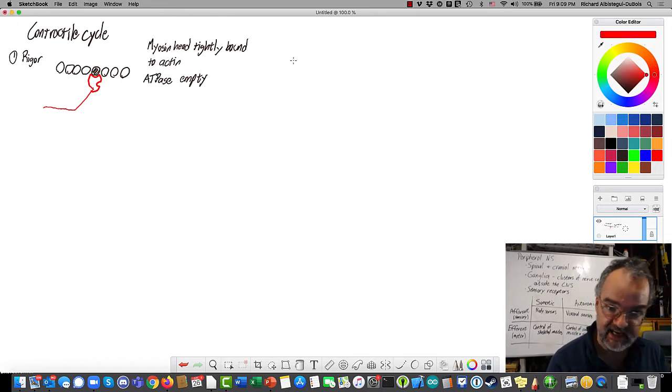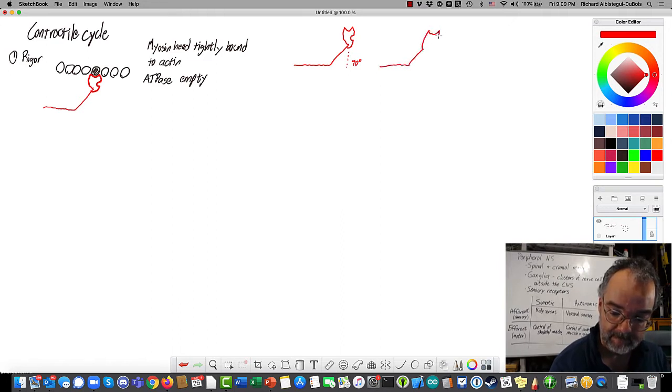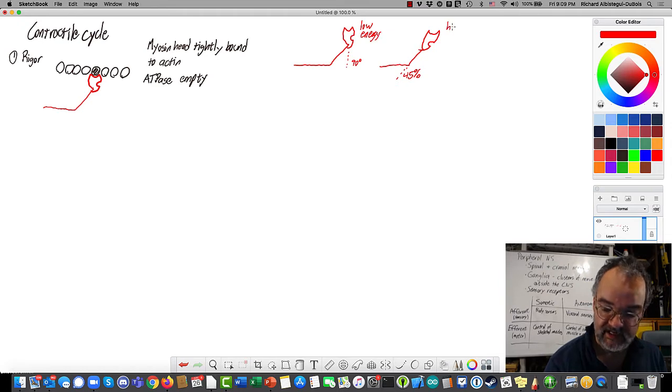Now, something else I should mention to you here. That myosin head can be in two different states. It can be in a state where it's straight up and down, like so, so it's at 90 degrees. Or it can be sort of stretched out, more at 45 degrees. This is the lower energy state. This is a high energy state. It's hard for it to do this.